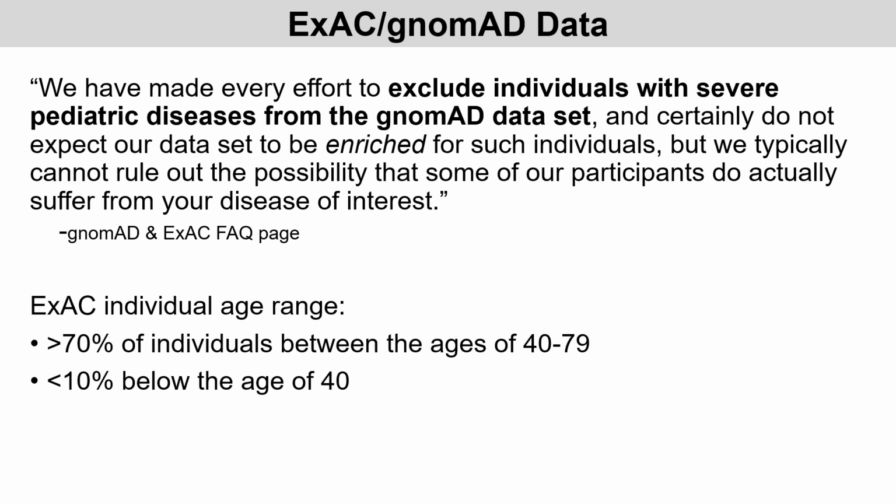Looking at the frequently asked questions page from ExAC and gnomAD, you can see that this organization has made an effort to exclude individuals with severe pediatric diseases, and so they don't expect the dataset to be enriched for these individuals. Additionally, at least for ExAC, the age range was primarily older. About 70% of individuals are above the age of 40. And these are important considerations for when you're looking at a disease that may have later onset, that you may not expect that disease or variant to truly be absent from gnomAD because it would have presented later in life.